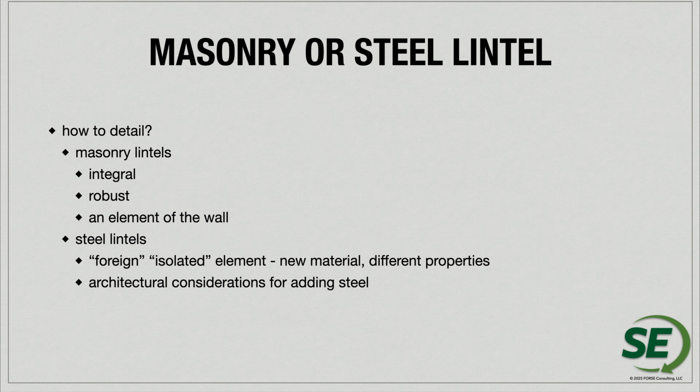Next, we're going to look at masonry or steel lintels. How do you look at the elements that span the openings that you have within a masonry wall? Masonry lintels are going to be elements that are very integral with the rest of the wall around them. It's going to be a very robust design. It's going to be an element of the wall. So there's going to be a lot of continuity between a masonry lintel and the walls on each side. Steel lintels, I would say, are foreign, isolated elements. It's a different material. It's got different material properties, different architectural considerations, and so really looking at the different types of materials that we want to use for lintels can have large impacts on the overall cost for a design.